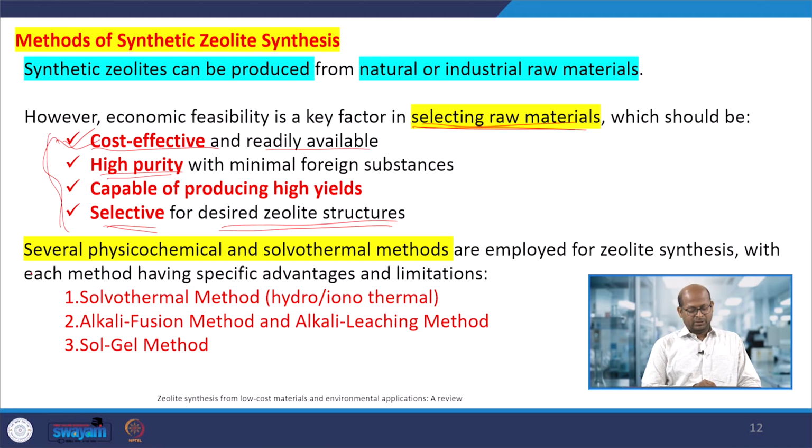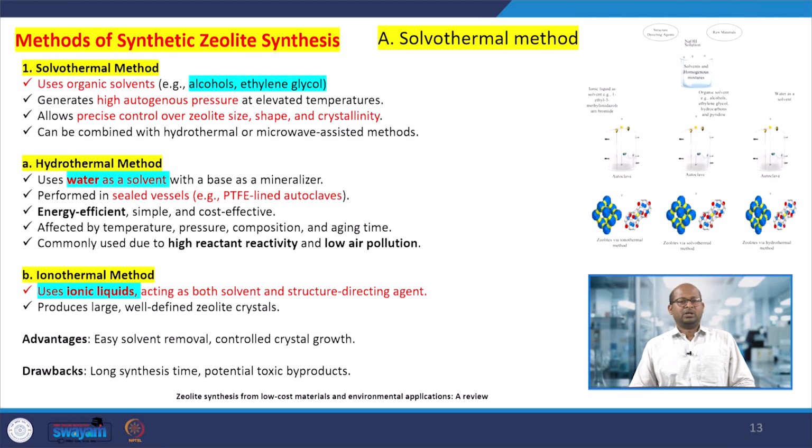While we are preparing that material, many methods are available for preparation of the zeolite. The solvothermal method, that is the hydrothermal or ionothermal method also, you can say. Alkali fusion methods are available, alkali leaching methods are available, and sol-gel methods we have already discussed. So various methods are available. In the solvothermal method, the solvents we can use are alcohols and ethylene glycols. These are the organic solvents that we can use when we prepare the zeolite materials.